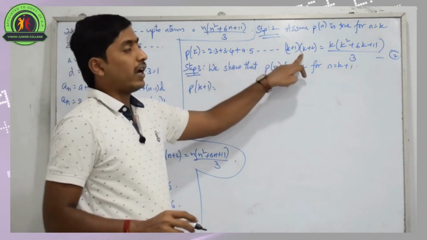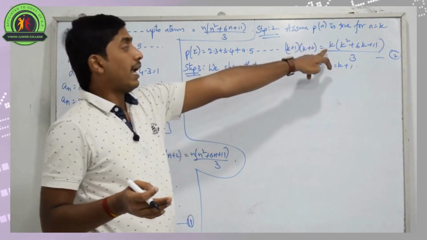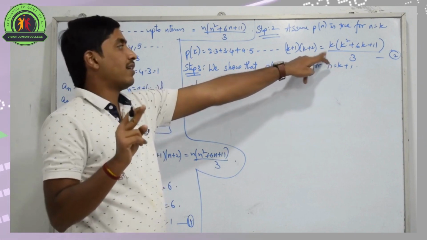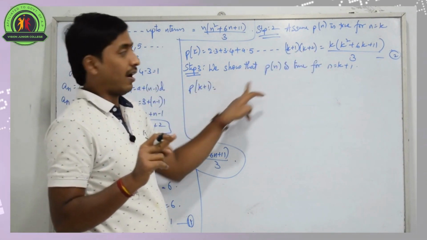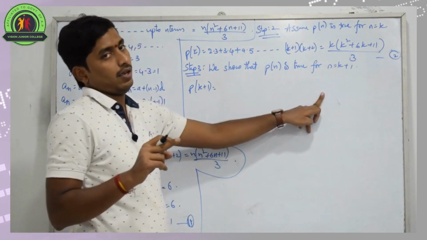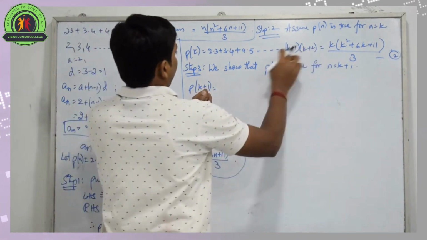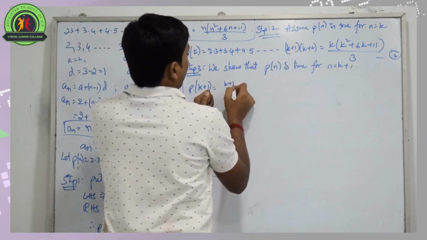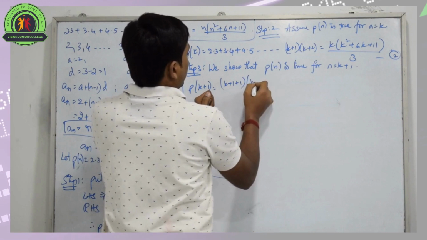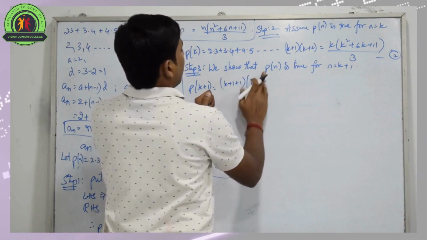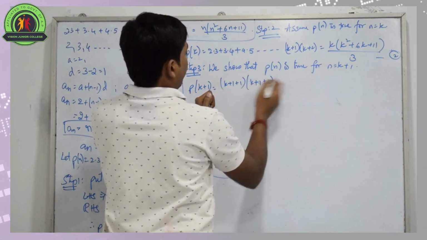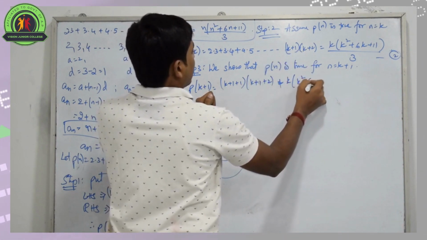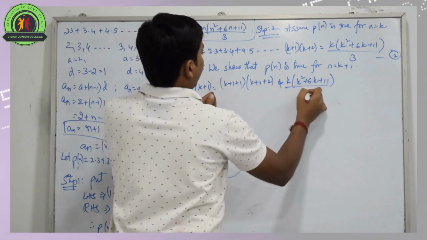If this is for P of k terms, the next term will be my k plus 1th term, right? I already told you, at least remember in two ways, that is, directly substitute k plus 1 in this and write this as it is. Let us write it from now itself. Substitute k plus 1 in this, what will it become? K plus 1 into k plus 1 plus 2 divided by 3, plus k into k square plus 6k plus 11 divided by 3.